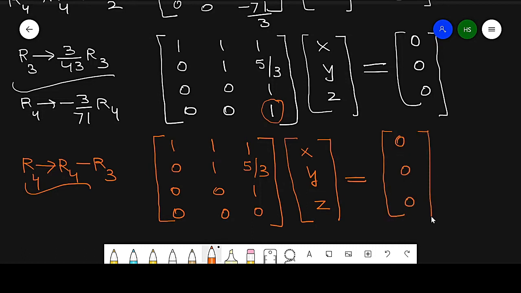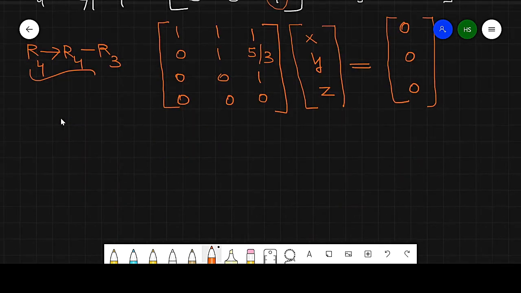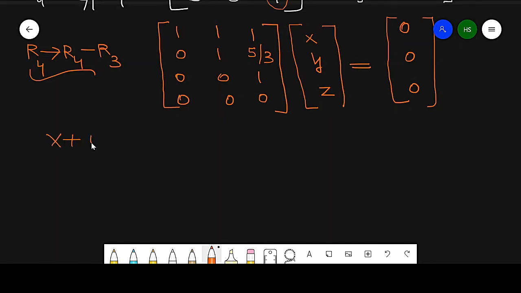Now simplify this term. So we get 3 equations. The 3 equations are here: first is x plus y plus z equal to 0, second is y plus 5 by 3 into z equal to 0, and third is z equal to 0.